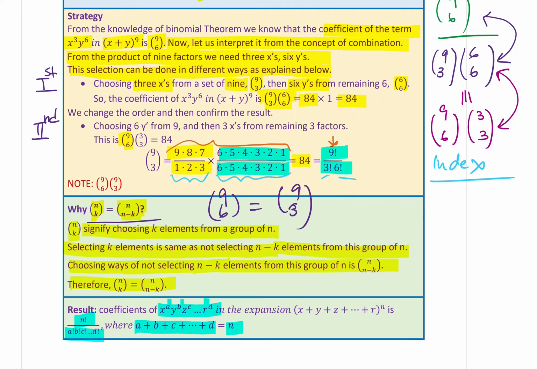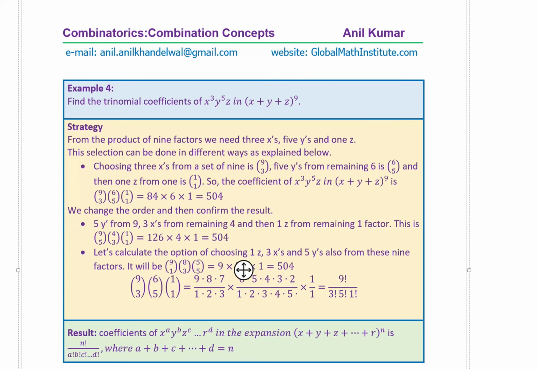Perfect. Now, based on this, here is a question for you. I'd like you to read the question, answer, and then check with my solution. Okay? The question is, find the trinomial coefficient of x cubed y to the power of 5 times z in x plus y plus z to the power of 9. You get the idea? So this is a trinomial. This is a much more difficult question than what you had been doing as a binomial. Now find the coefficient for this term.